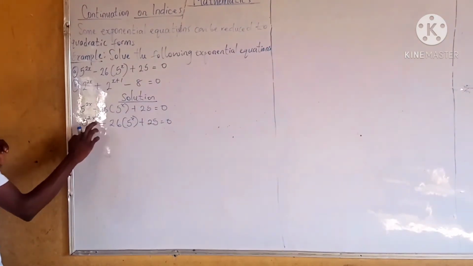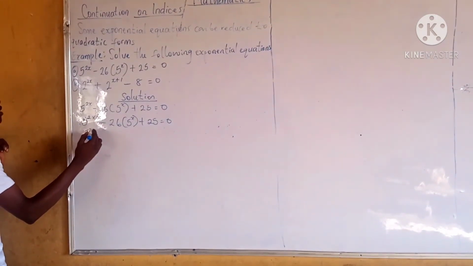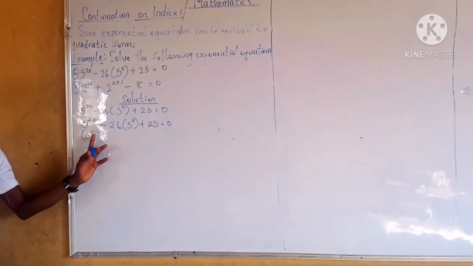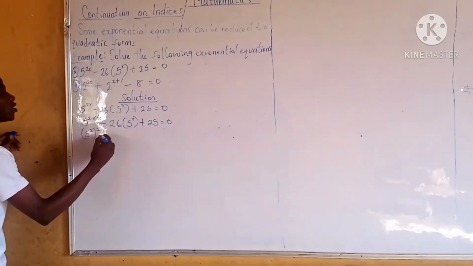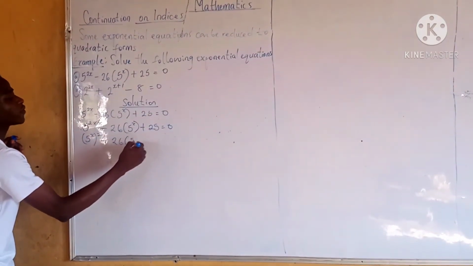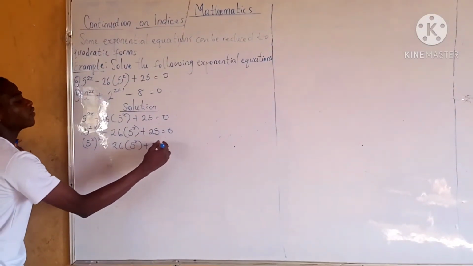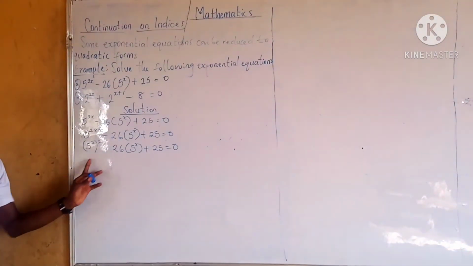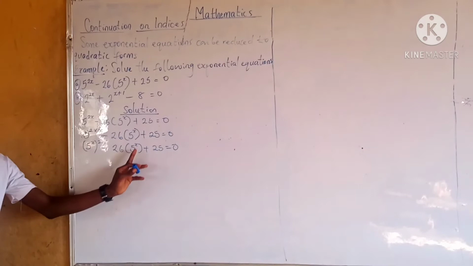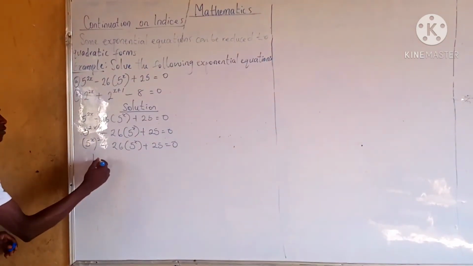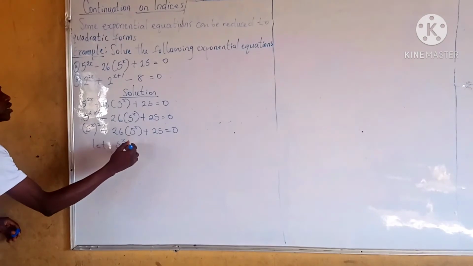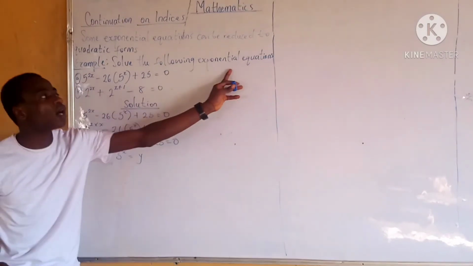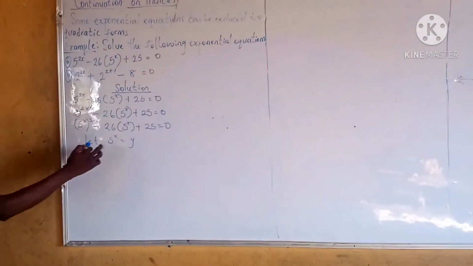So at this point, we can say (5 raised to the power x) in bracket squared. It's the same thing, we multiply the powers together to give us 2x back. Then minus 26 bracket 5 raised to the power x close bracket plus 25 equals 0. Now we have like terms, 5 raised to the power x. So let 5 raised to the power x equal y, to make it a quadratic equation from an exponential equation.